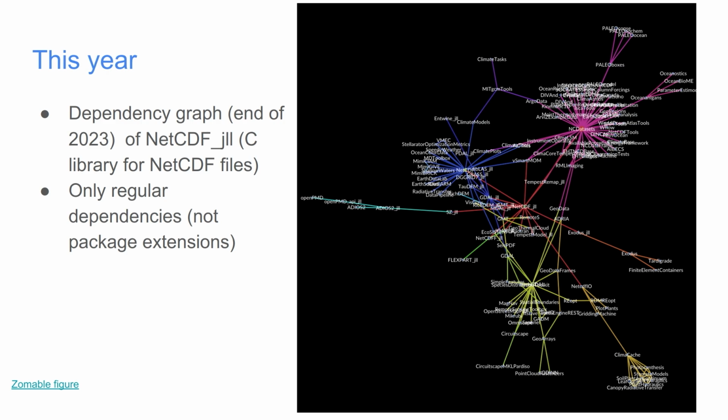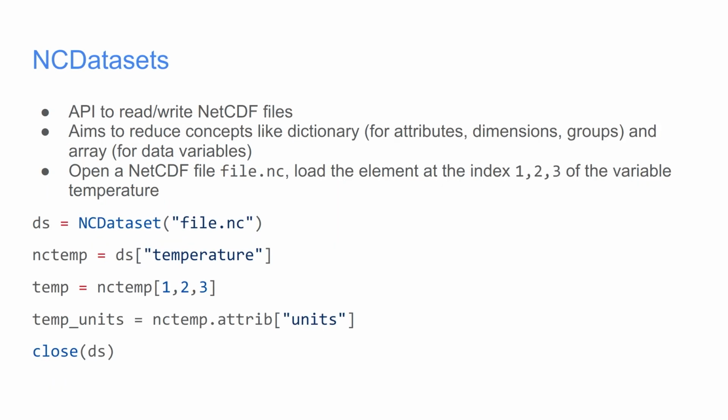So, if you know that in Julia we can also have weak dependencies, but this is not included in the graph. Okay. So the API to read NetCDF files aims to be fairly simple and straightforward, and aims to reuse all the concepts that we have in Julia about arrays and about dictionaries.